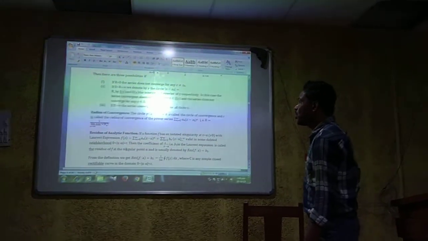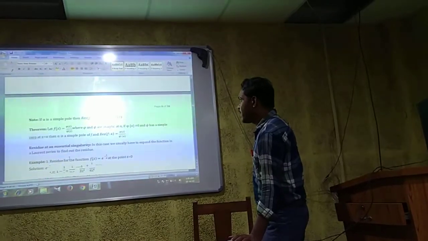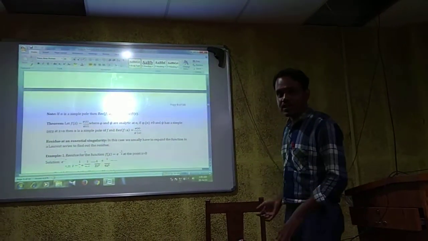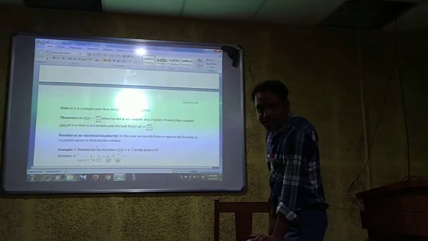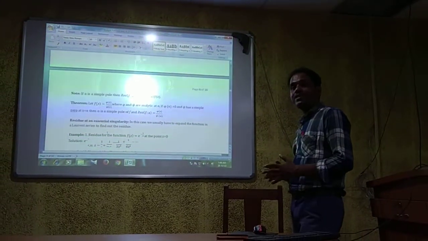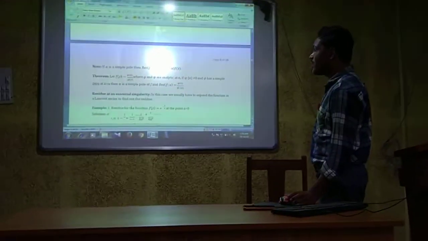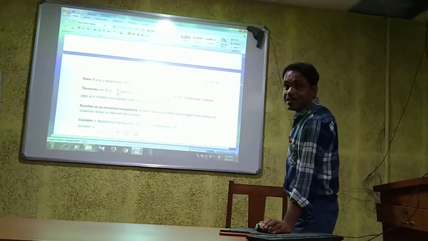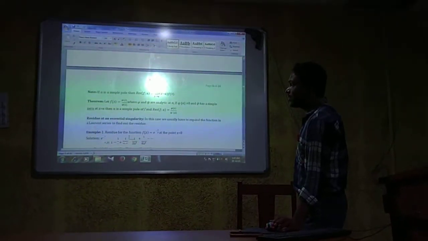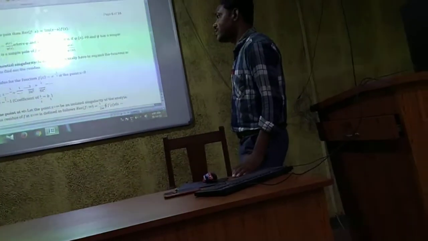Next, residue. What is residue? You know, the residue: if you expand a function in a Laurent series, then the coefficient of the term 1 by (z minus z0) is the residue of the function at the point z equal to z0. Okay. So we can give an example of residue at the point z equal to z0. The example is the residue for the function f(z) equal to e to the power minus 1 by z at the point z equal to 0. Then we find the residue is minus 1, that is, minus 1 is the coefficient of 1 by z.